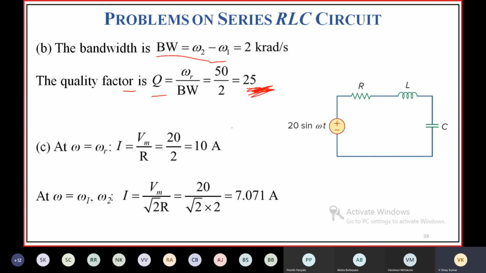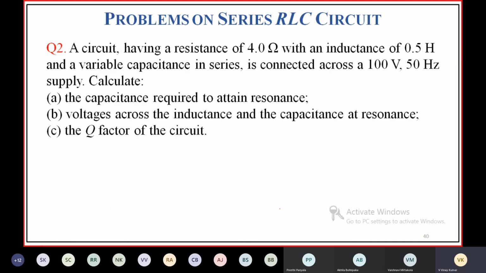Then coming to the amplitude of current at resonance: I is equal to Vm by R, the maximum value is 20 by 2, which is 10 amps. At omega 1 and omega 2, the lower and upper cutoff frequencies, I is equal to Vm by root 2R. Already we have discussed, the maximum power becomes half. Then you are going to get this value.